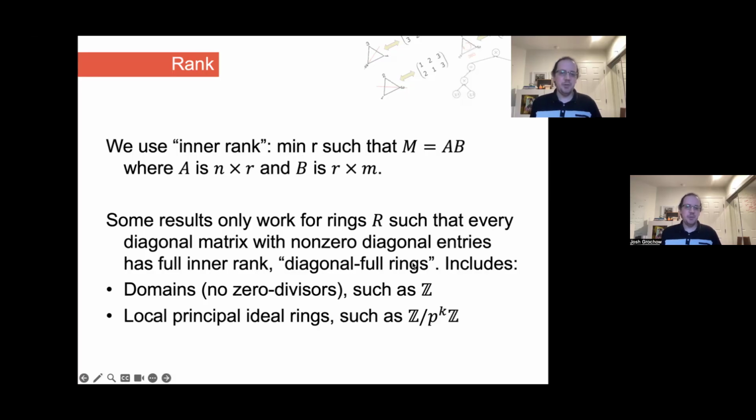Now, these diagonal full rings, conveniently, include all domains, so rings that have no zero divisors, which includes the integers, and all finite local principal ideal rings, which includes the integers mod p to the k, right? And these are going to be two cases of particular interest for us. But diagonal full rings are in general much more general than this.